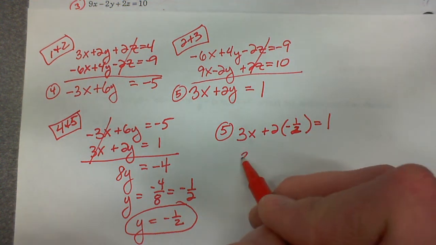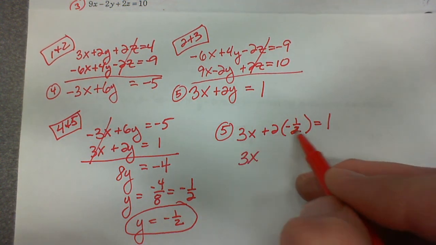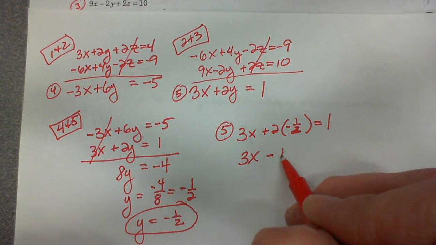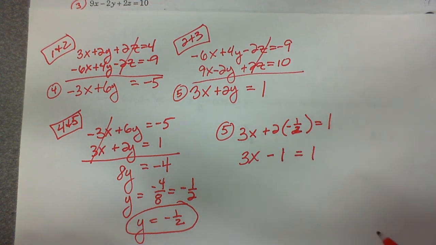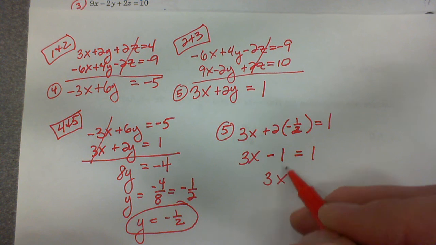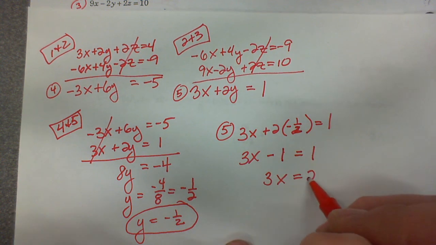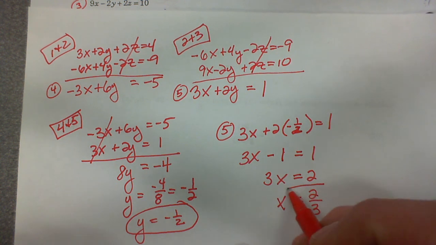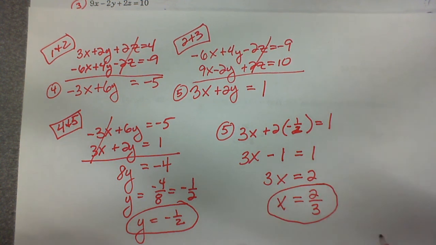Okay. So this is 3x. Half of 2 is 1, but positive and negative gets you negative, so this is negative 1 equals 1. So 3x equals, add the 1, you get 2. So then x equals, divide by 3, you get 2/3. So it looks like x is 2/3.